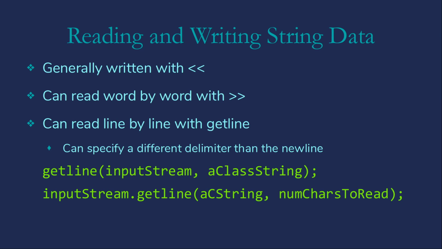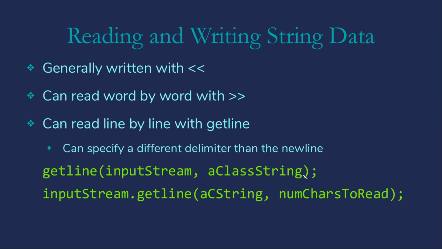We can read line by line with getLine. getLine is nice in that we can also specify a different delimiter. So if you want to read until you hit a tab, but you do want to include all white space, you can do that by using getLine and adding a third parameter, which will be the actual delimiter.